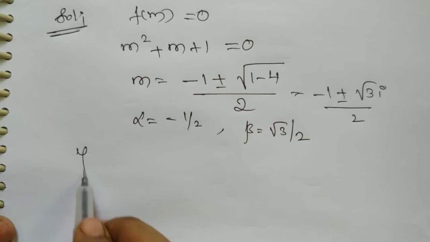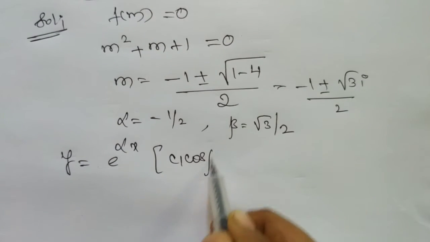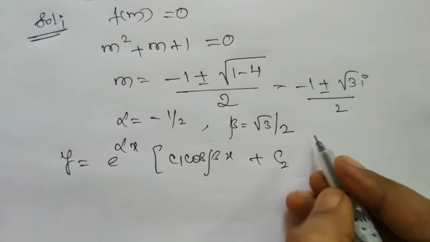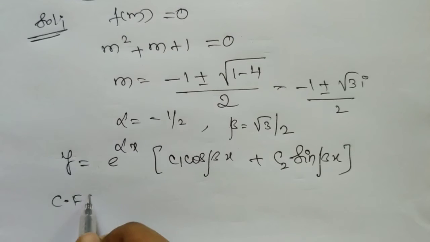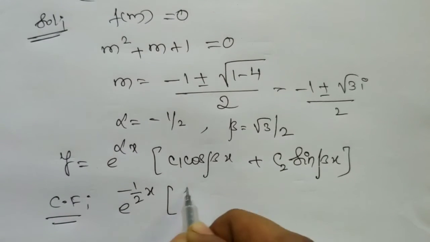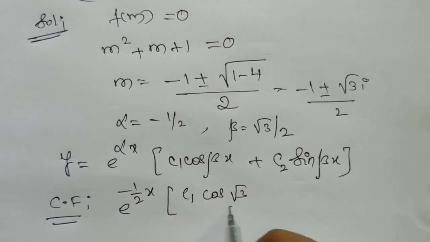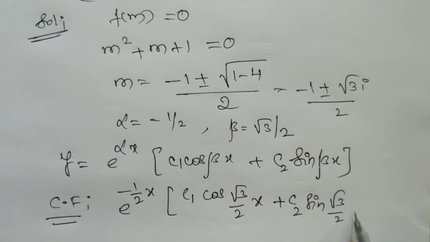So therefore y equal to e power alpha x (c1 cos beta x plus c2 sin beta x). So therefore complementary function e power minus 1 by 2 x of (c1 cos root 3 by 2 x plus c2 sin root 3 by 2 x).